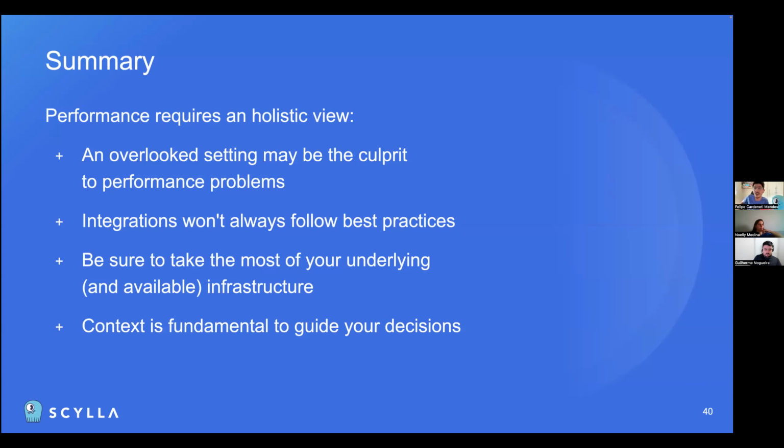So first, an overlooked setting, such as the user you use to authenticate against your database, may be the culprit for your performance problems. Then, Noelle showed us an interesting situation where an integration was incorrectly configuring compaction strategy settings, which eventually backfired.